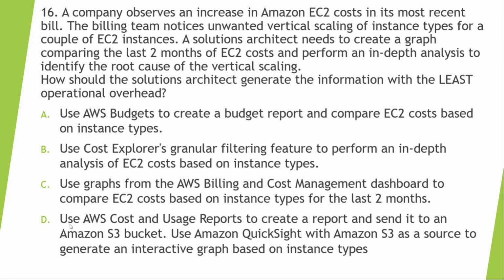Okay. Option D, use AWS cost and usage reports to create a report and send it to an S3 bucket. Use Amazon QuickSight with Amazon S3 as a source to generate an interactive graph based on instance types. So here this can be done, but it is out of question over here. Why? Because it will require a lot of work. And as you see in the question, they want least operational overhead. Focus on the key points, as I always say. Least operational overhead you cannot have with this formation. Okay, so the correct answer to this is option B.